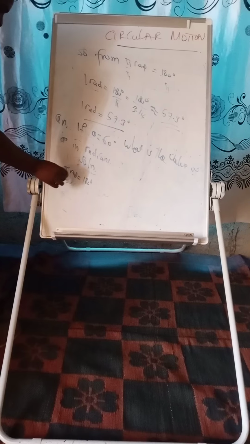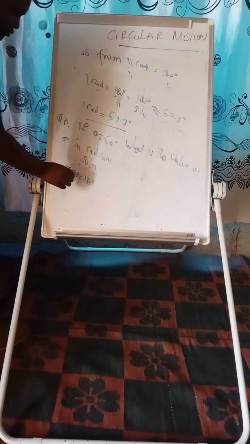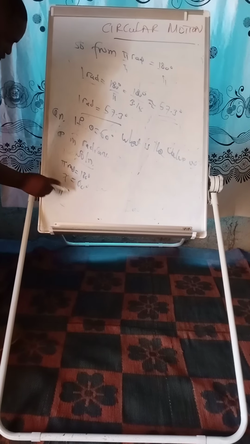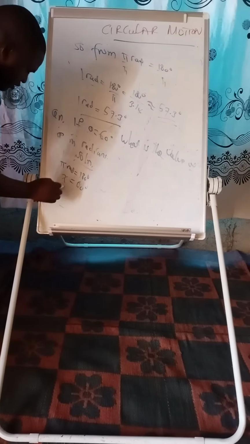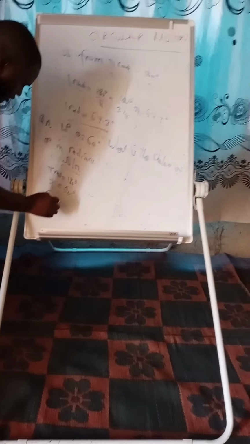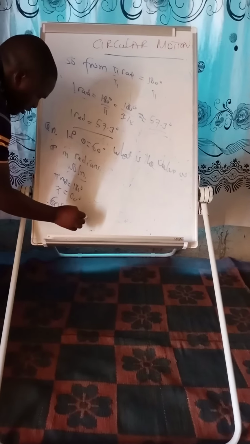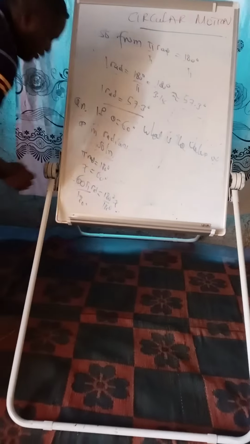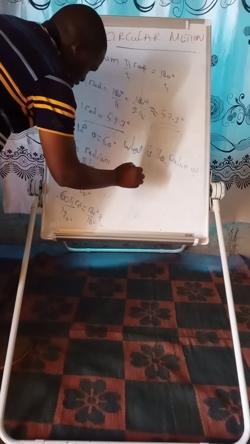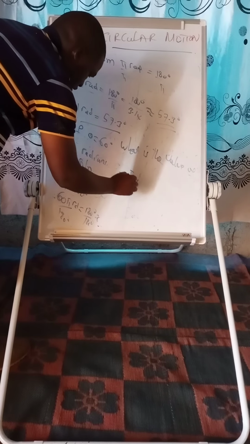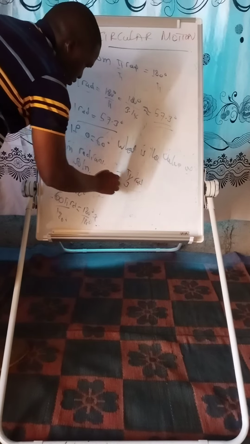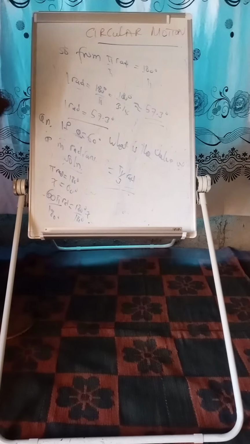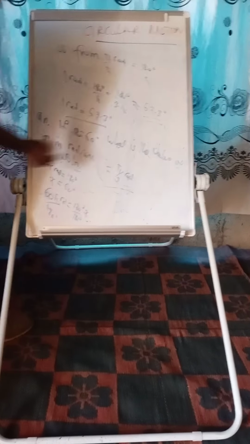So how many radians do we have in 60 degrees? It will be 60 times pi rad over 180 degrees equals x. So we're looking for x. Here it will be equal to pi over 3 rad. So this is the angle 60 degrees in radians.